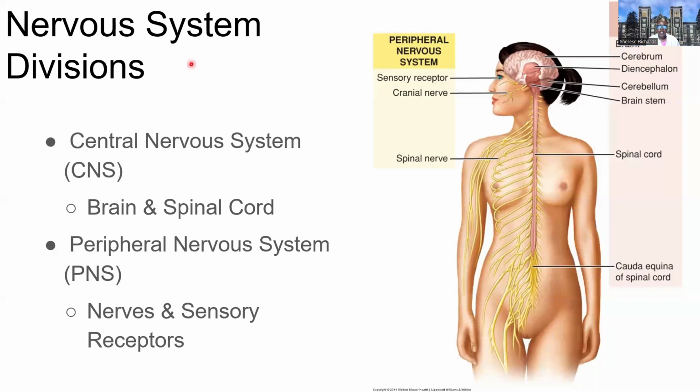So starting with the divisions of the nervous system, we have the central nervous system, which is really the brain and the spinal cord, so the central structures. And then we have peripheral. So peripheral is everything else. It's going to be things like nerves, receptors, ganglia, right? So all things that are outside of the brain and spinal cord.